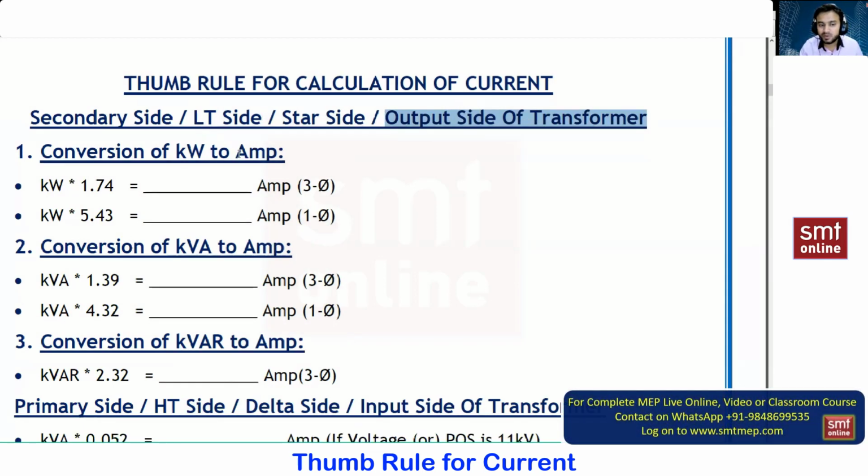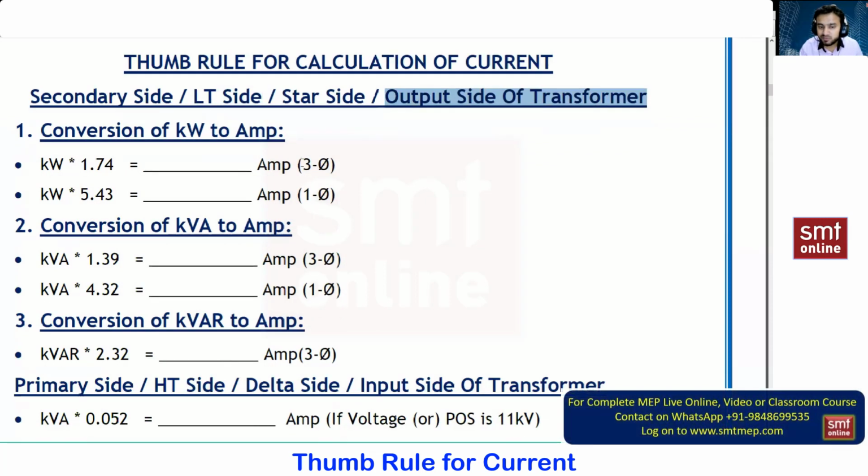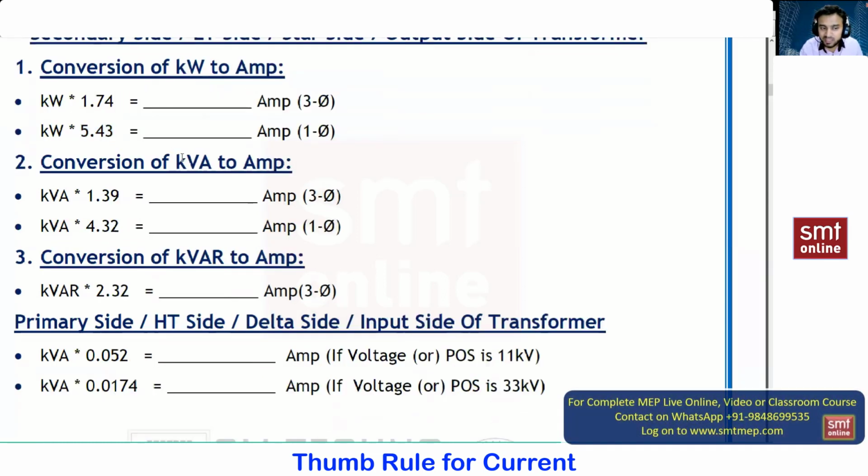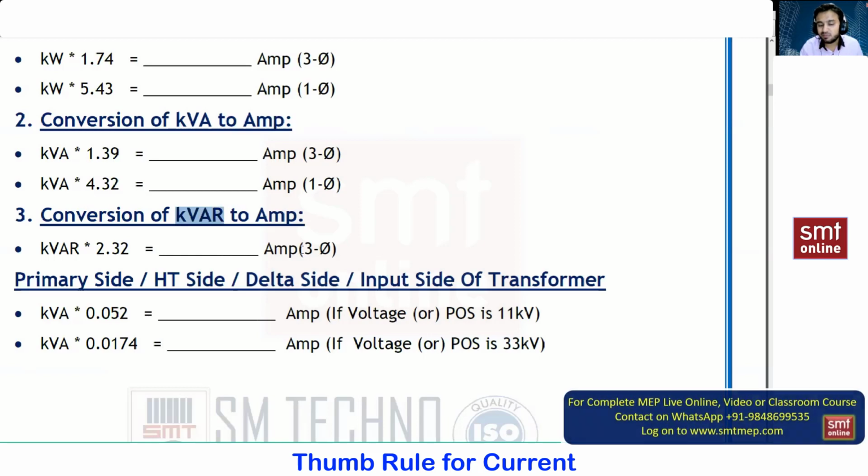So, conversion of kilowatt to ampere. Whenever you're going to work with three phase, the multiplying factor is 1.74. I'm talking about active power. When you're working with single phase, the multiplying factor is 5.43. I'll explain these things with examples. Again for kVA, for three phase, the multiplying factor is 1.39. For single phase, the multiplying factor is 4.32. For kVAR, as we have only one system, the three phase system, it is 2.32 for us.